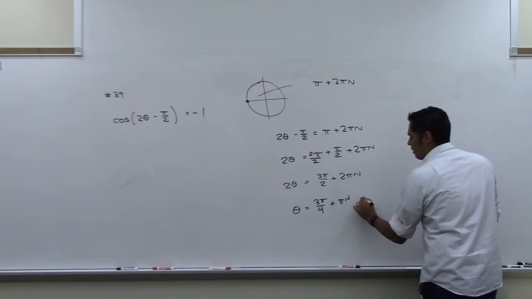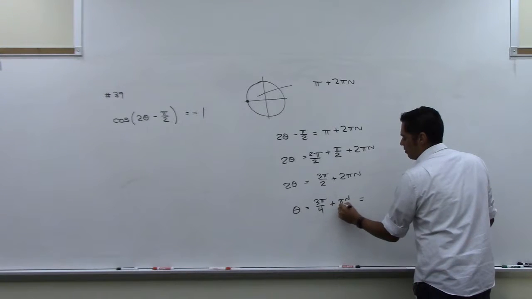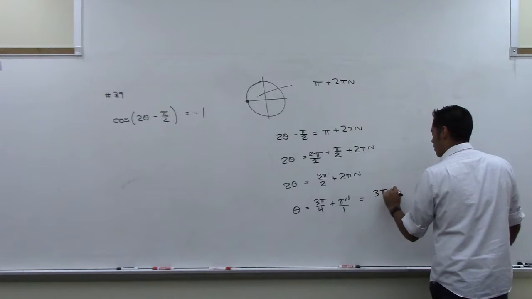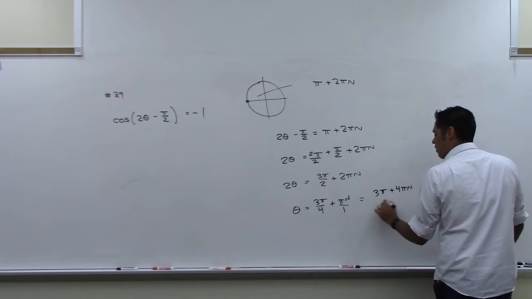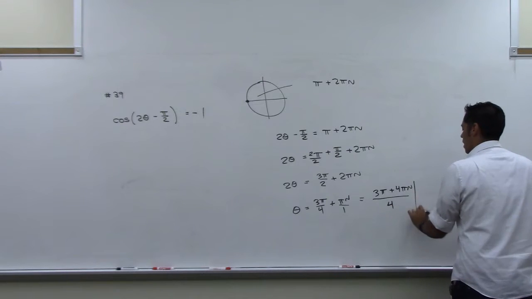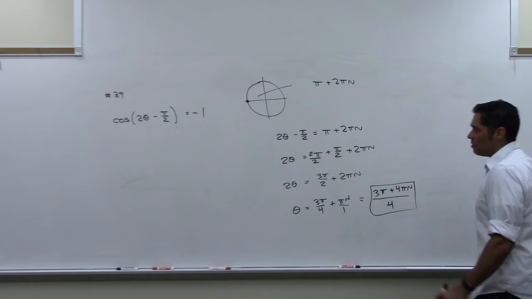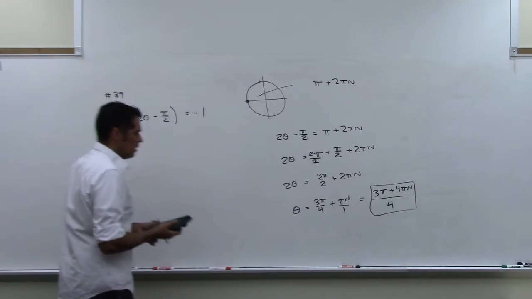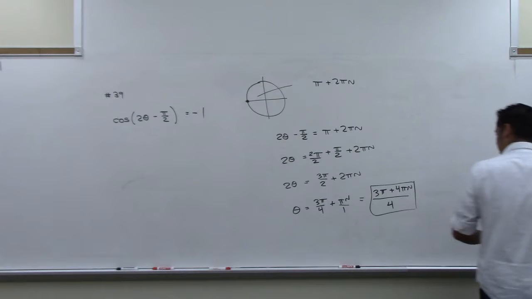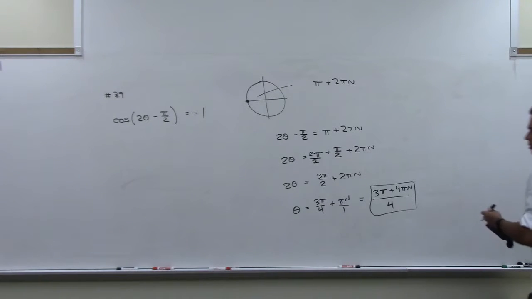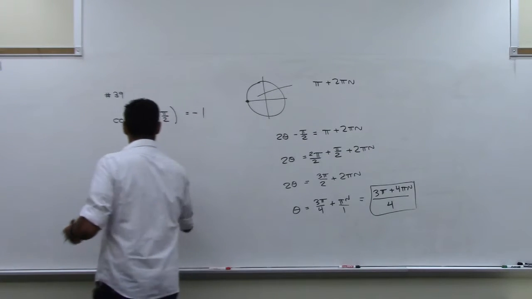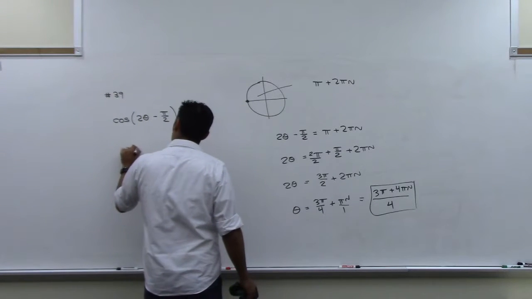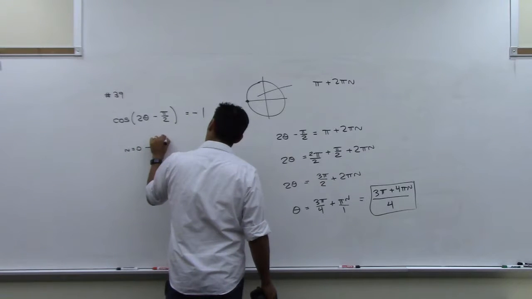Get a common denominator, so multiply top and bottom here by 4. That's really a 1 down there. So I get 3 pi, and I multiply that by 4, so plus 4 pi n over my common denominator of 4. That's my only general solution, and now I start cycling through values of n. So if n is 0, I get 3 pi over 4.